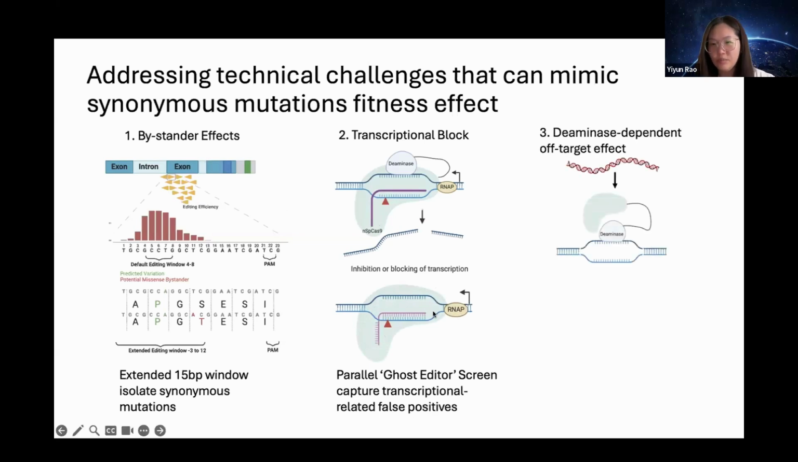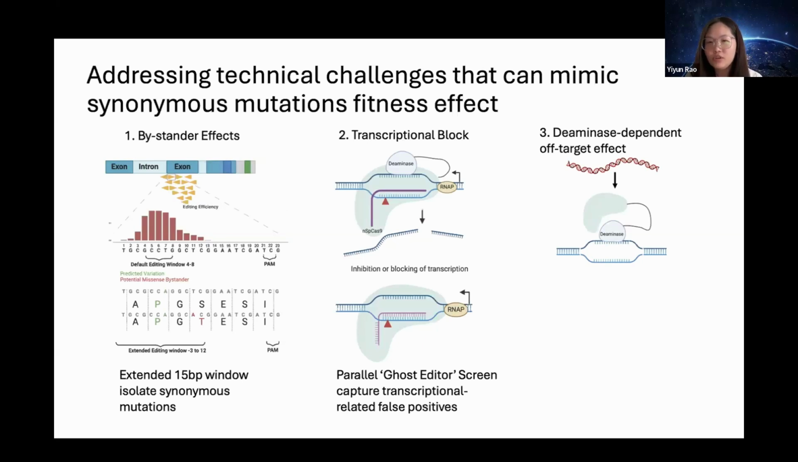And finally, the third point is that the deaminase enzyme itself can sometimes act off target. It can expose the single-stranded DNA elsewhere in the genome. And this leads to random background noise in the data. And to deal with this, we take several precautions.